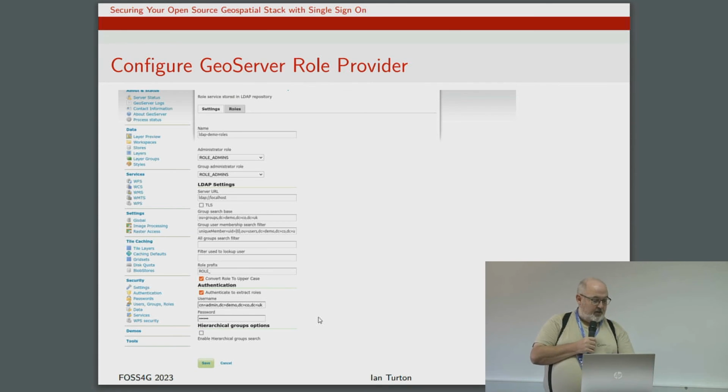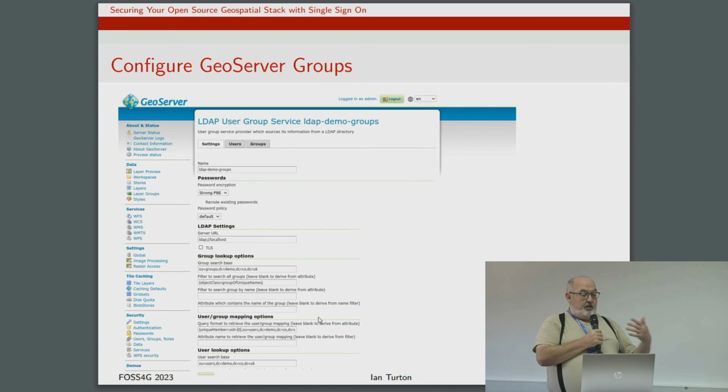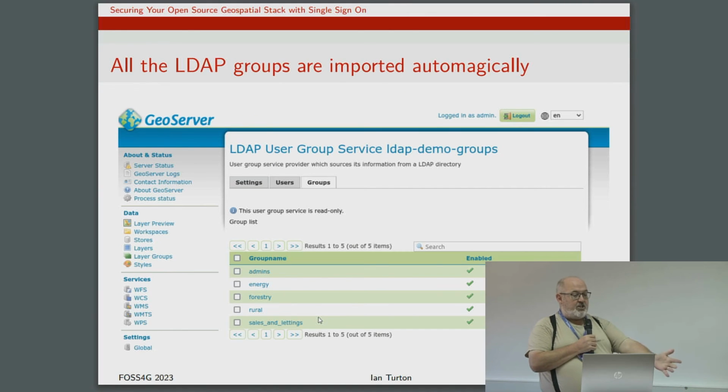Again, you specify a variety of things. Groups, again, you specify the group service. Instead of telling it how to extract users from LDAP, you now tell it how to extract the groups from LDAP and how you work out which users are in which group. That magically then imports all your LDAP groups for you into GeoServer. You may or may not have been able to read earlier on, I had created these groups: energy, forestry, rural, sales and letting. You may be able to guess what the client does.